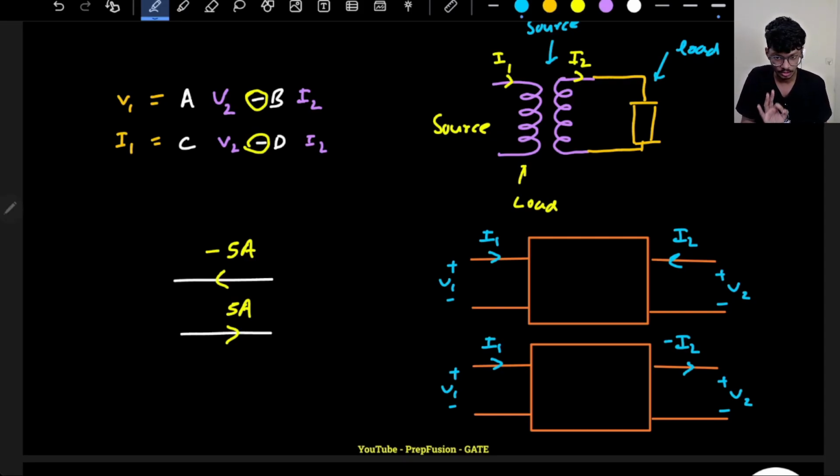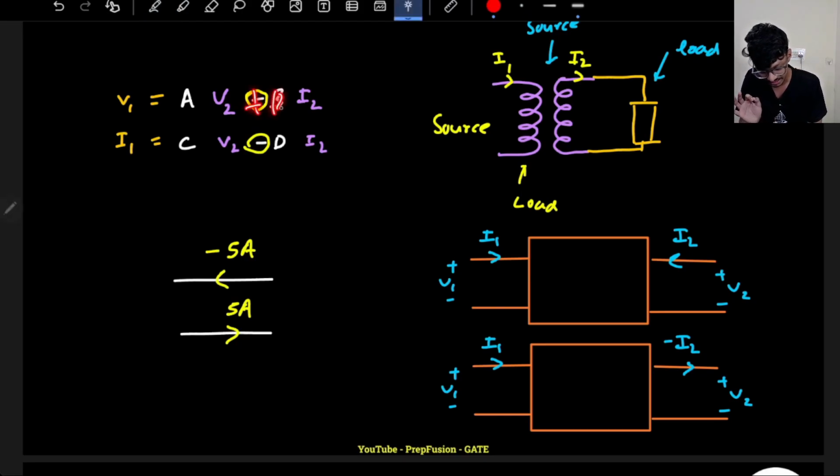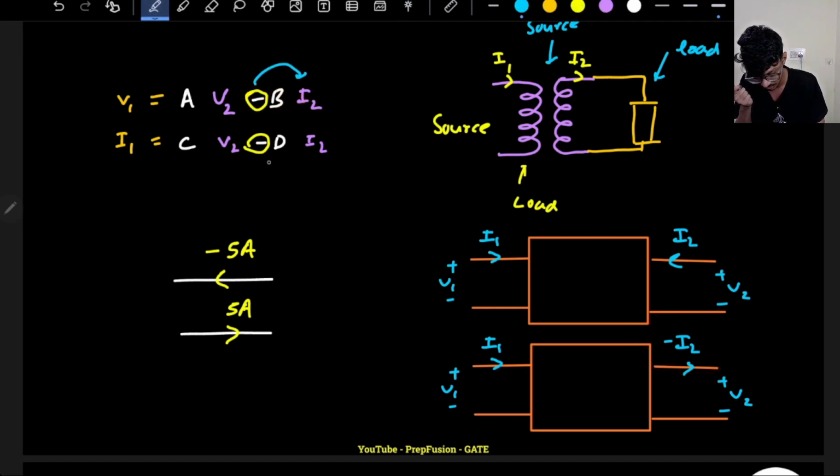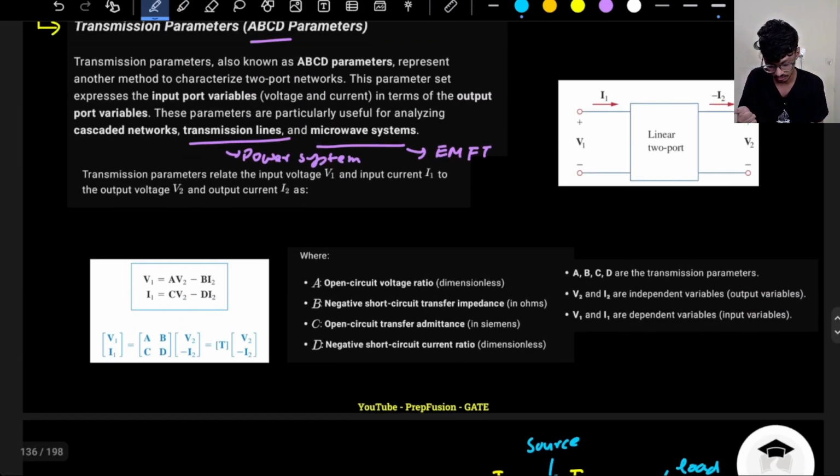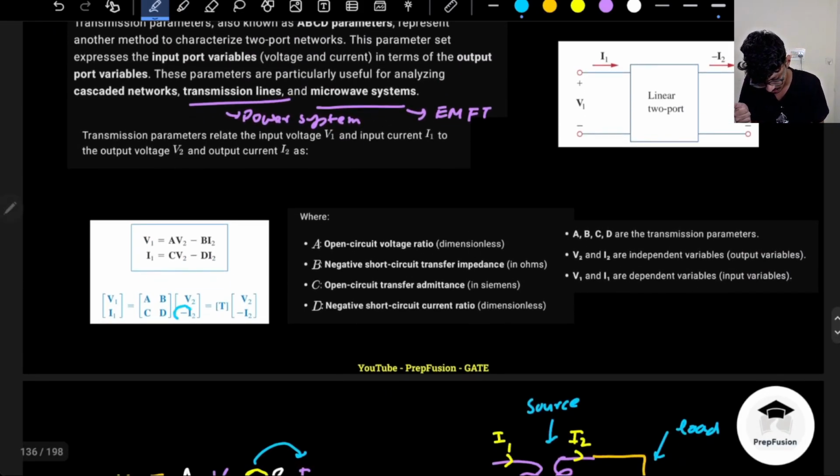Now I hope this doubt is clear. Although this would have been plus I2, here as the current itself is minus, there is a minus sign here. This minus sign is associated with the current. I hope now you have understood why there is a negative sign, why we write AV2 minus BI2 and not plus. Please keep this in mind. So here also, the minus sign is with the current. Make sure to keep this in mind.